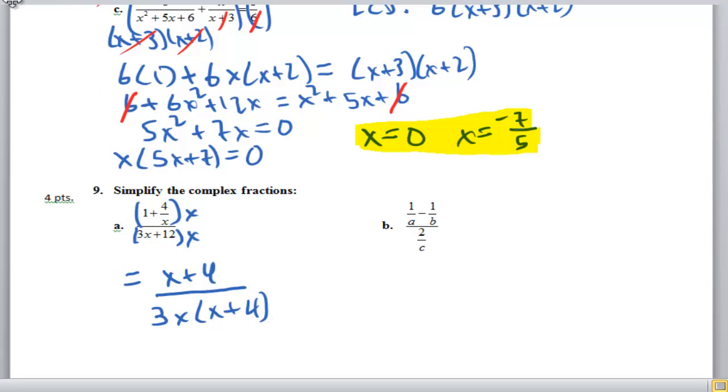Again, I'm not writing out everything here in the interest of space and time, right? So now what happens here is the x plus 4 that's in the numerator cancels with the one that's in the denominator. So I'm just left with a 1 in the numerator and a 3x in the denominator. So that's my solution. It's my simplified fraction there. It's just 1 over 3x.